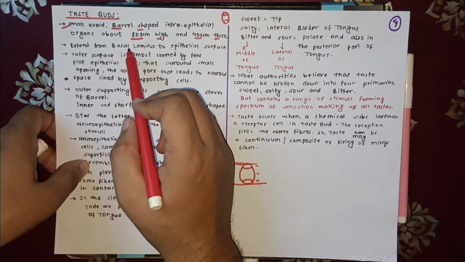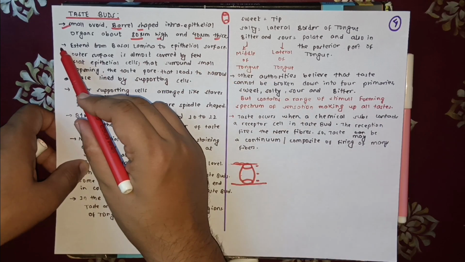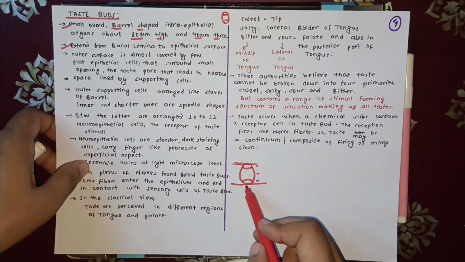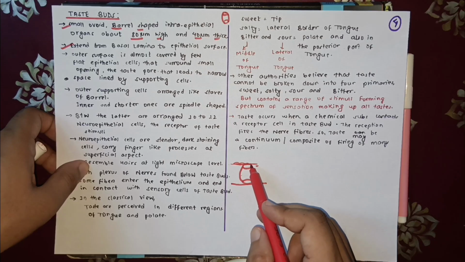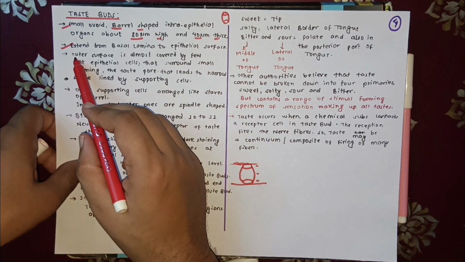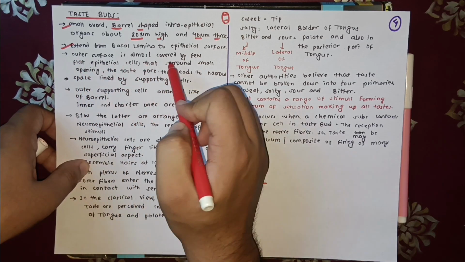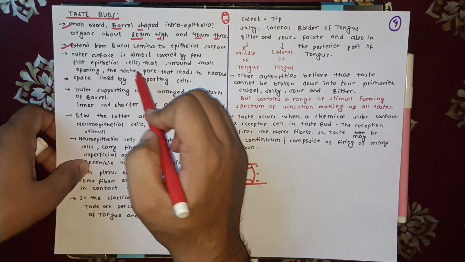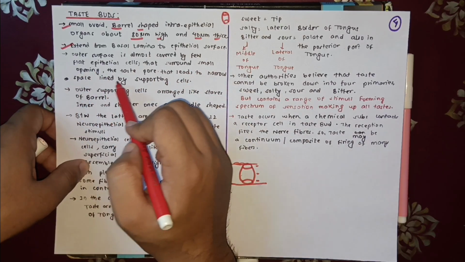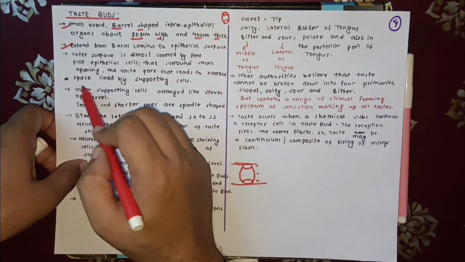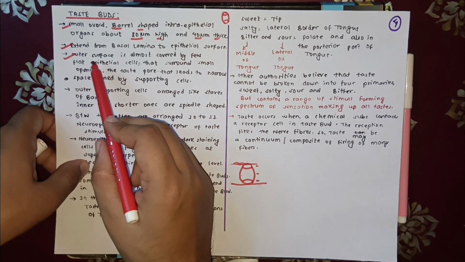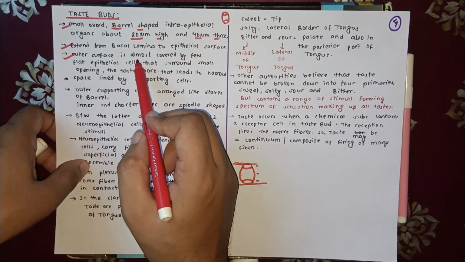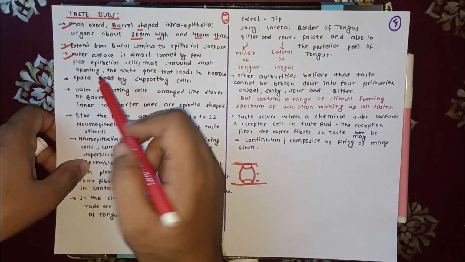In the next point, it extends from the basal lamina to the epithelial surface. So the same thing is seen here, okay. This is the basal lamina or basement membrane, and it extends up to the surface of the epithelium. After that, in the next point, the outer surface is almost covered by a few flat epithelial cells that surround the small opening, the taste pore, that leads to the narrow space lined by the supporting cells, okay. So this outer surface is almost covered by a few flat epithelial cells.